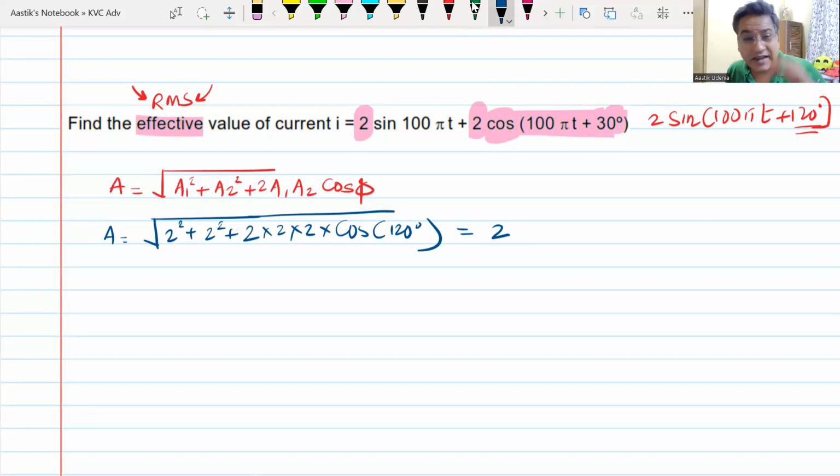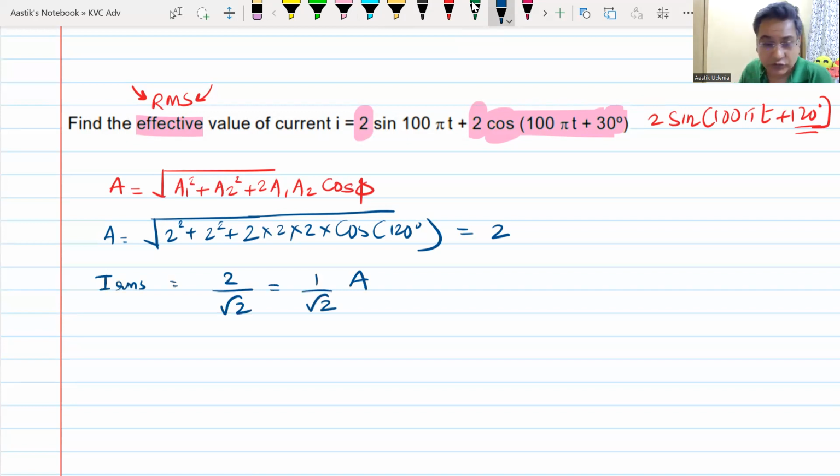So that is the amplitude of the wave. To find the RMS value of this wave, you divide this 2 by root 2. So the answer is root 2 amps. This is how you must do any question if it comes. First find the amplitude of the addition and then divide that amplitude by root 2. Do we understand this? Yes, sir.